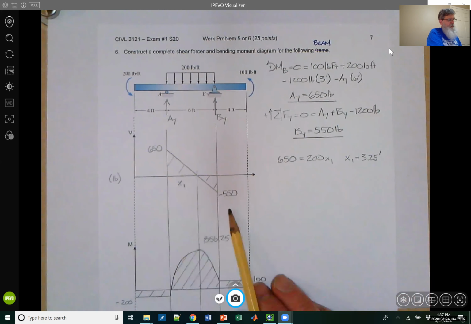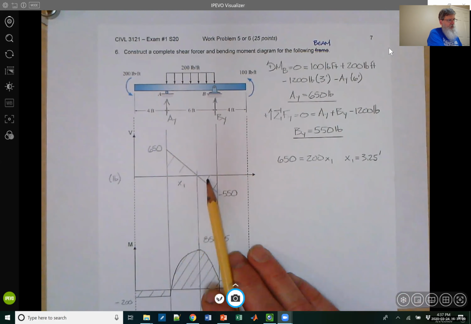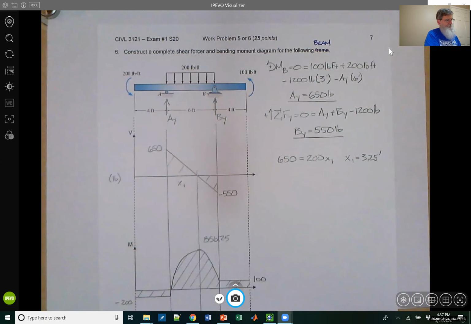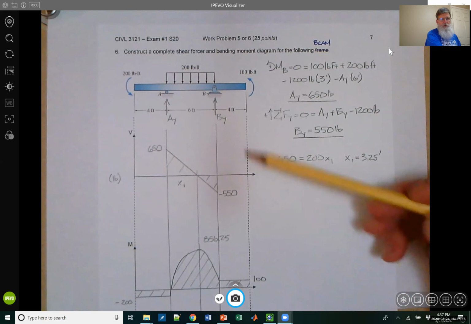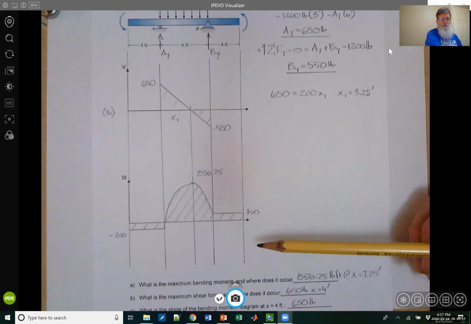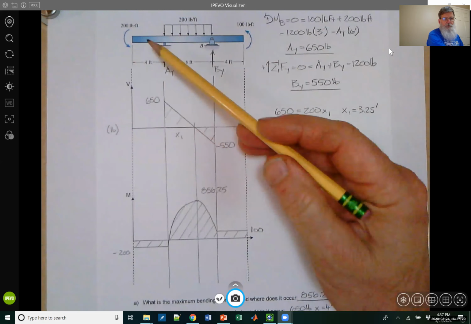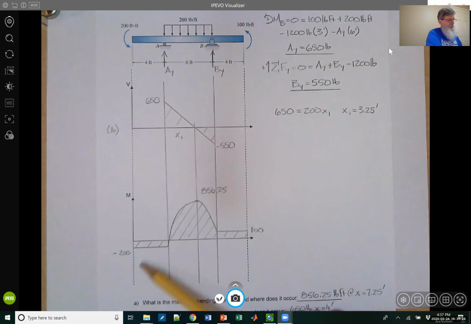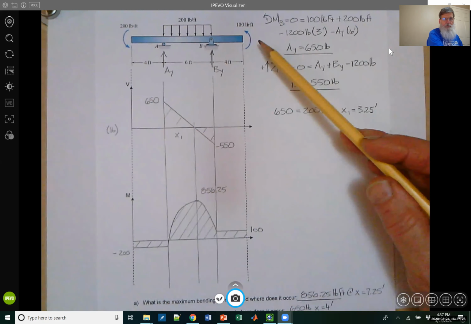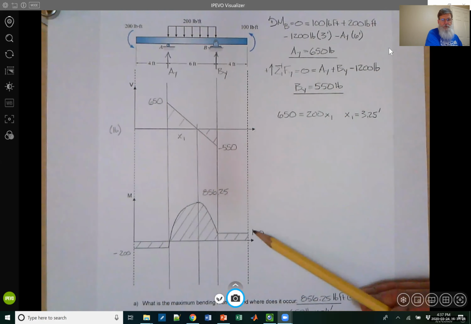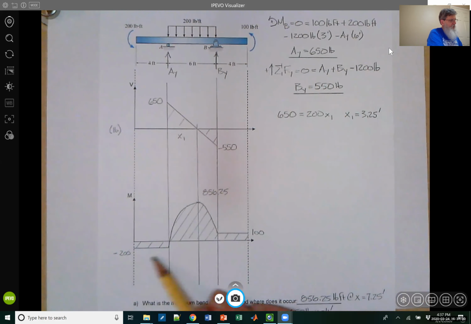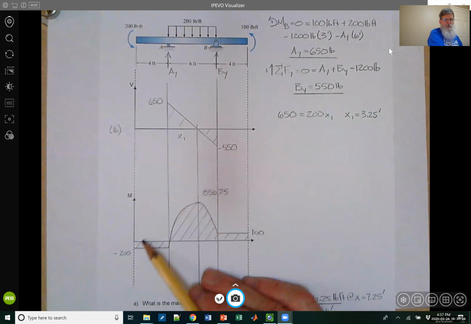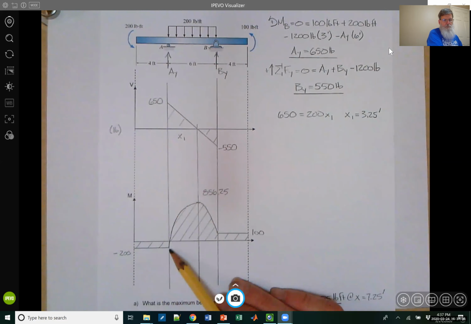This side's higher than this side. You'd expect it to be shifted to the right a little bit, or right of the center. The center is 3. So then I can just use my shear diagram to construct my moment diagram. So starting at the left edge, that's a negative 200 bending moment, so negative 200. And whatever happens, I need to end up at positive 100 on this side. So the change in moment is the area in the shear diagram. Well, it's 0, so there's no change in moment.